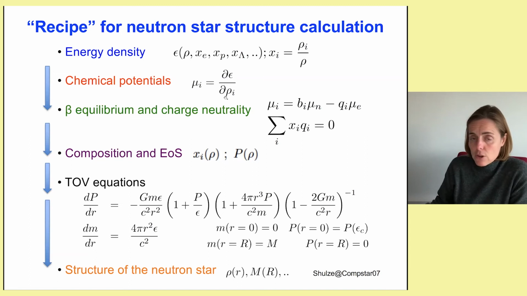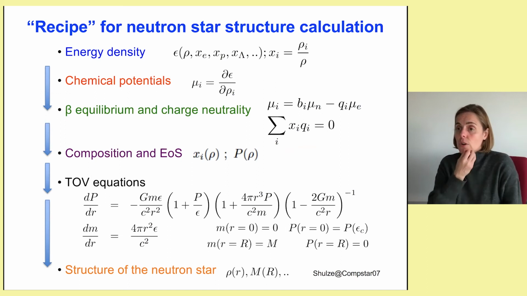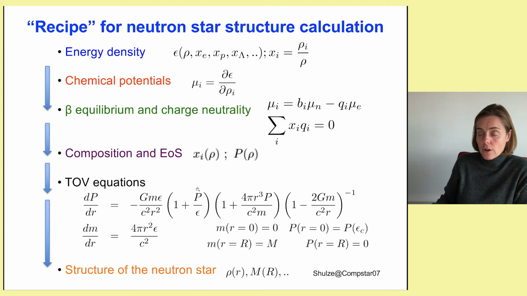And now you put it into a star, and then you know beta equilibrium and charge neutrality. So then you get the relation between the chemical potentials and the charge and fractions. And therefore, you have now fixed your composition and your equation of state, because now you know how the fractions are correlated with the density, because there are these relations here. And of course, now you know the pressure. So with this, now you go and use the structure equations and calculate, okay? And then solve those equations of state.